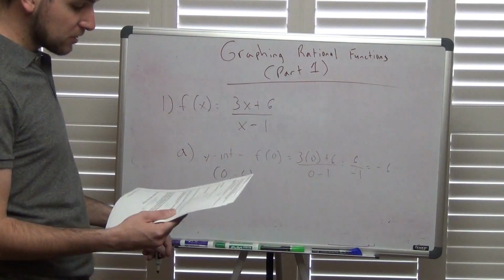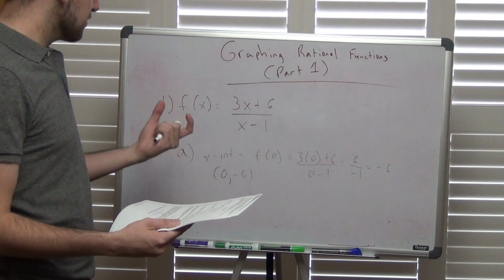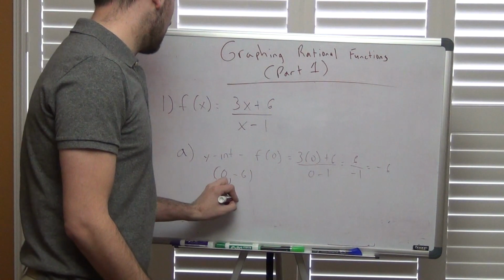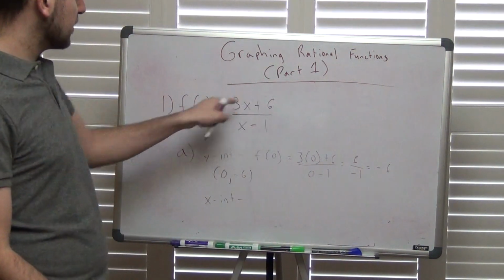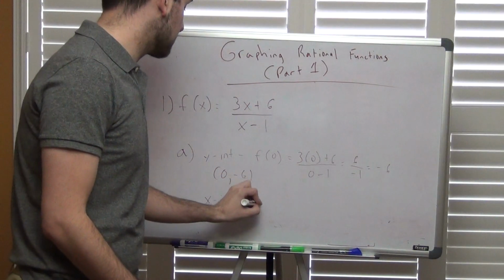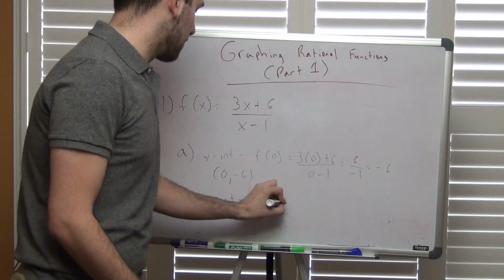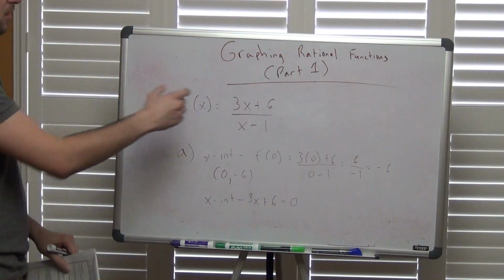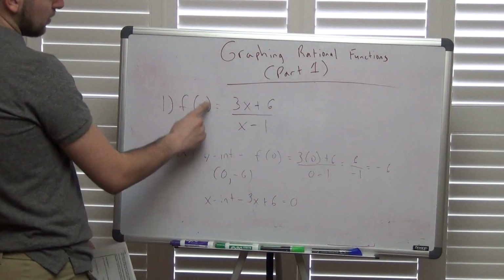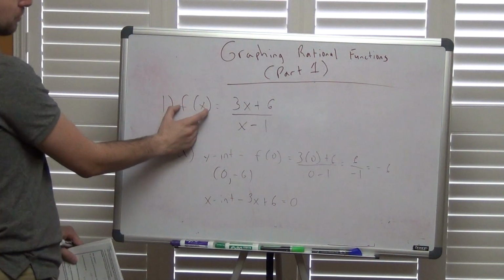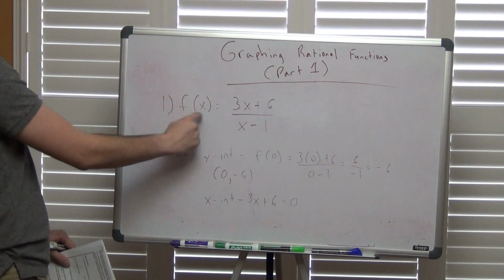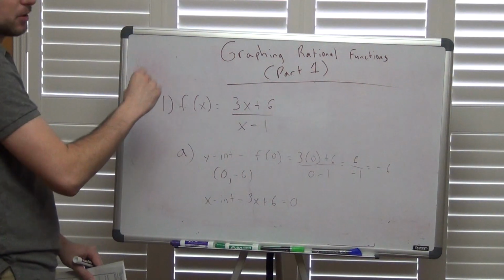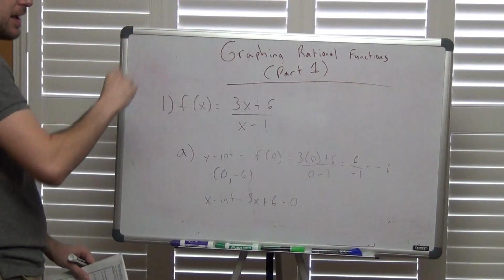Alright, now to find my x-intercept, all I'm going to do is set whatever the numerator is equal to 0, kind of like when I was finding my zeros. The reason is that when this answer is 0, that means 0 is y, and then x will be whatever I plug in here. So it'll be a number, x, 0.